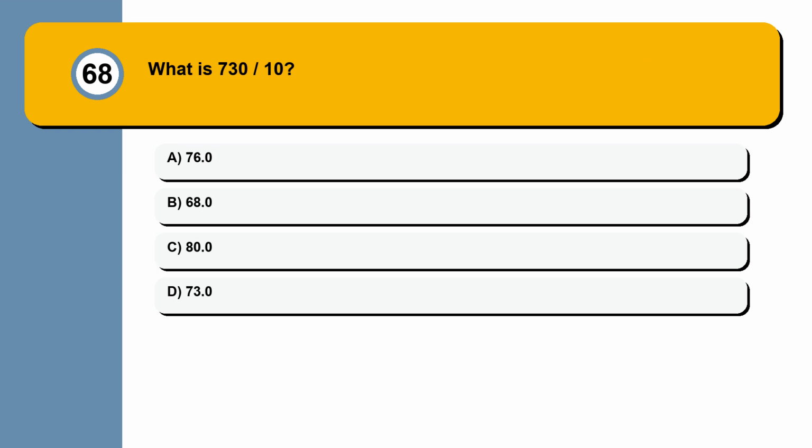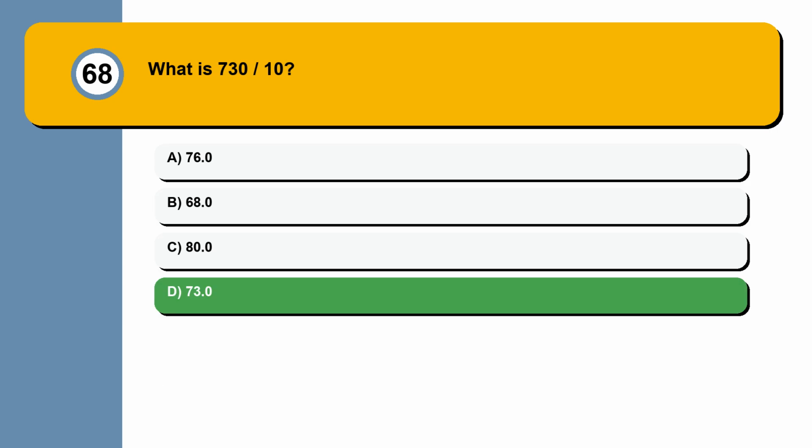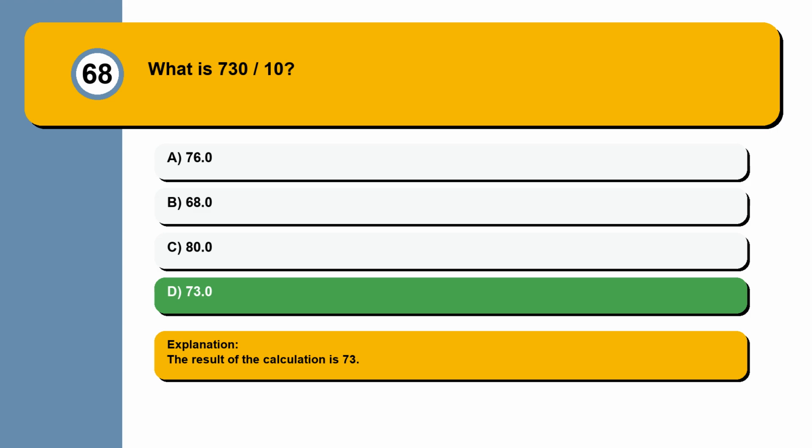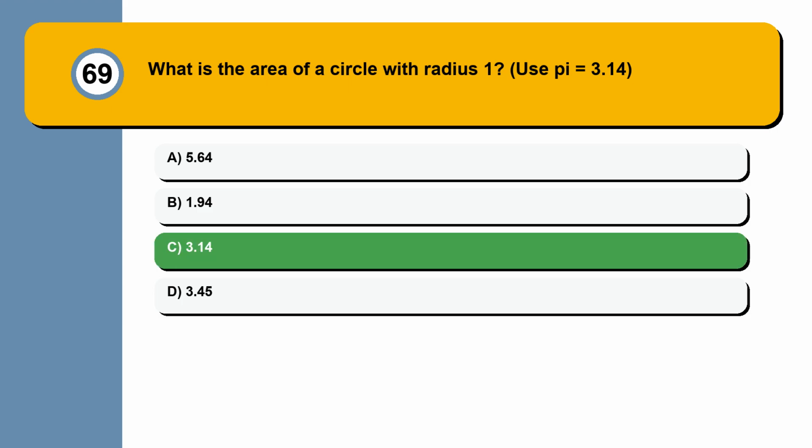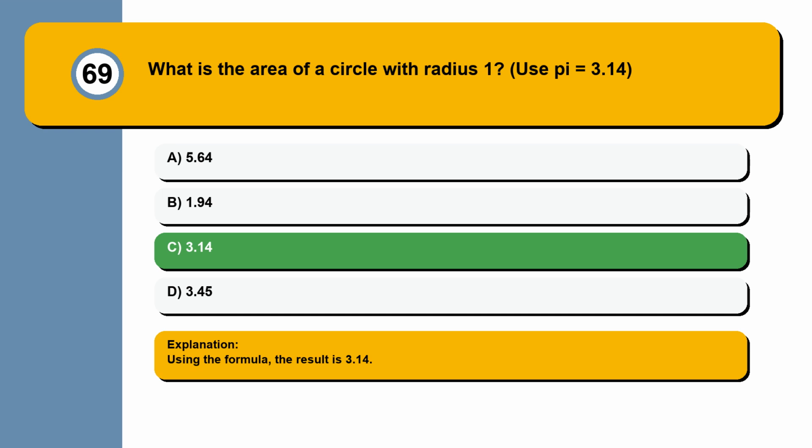Question 68. What is 730/10? 76.0, 68.0, 80.0, 73.0. The result of the calculation is 73. Question 69. What is the area of a circle with radius 1? Use pi equals 3.14. 5.64, 1.94, 3.14, 3.45. Using the formula, the result is 3.14.